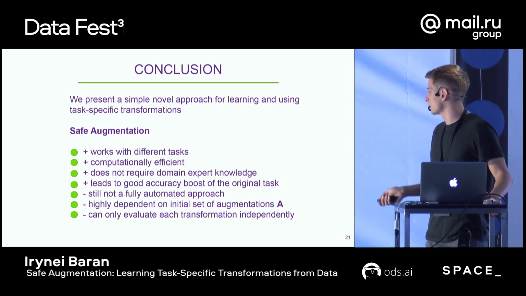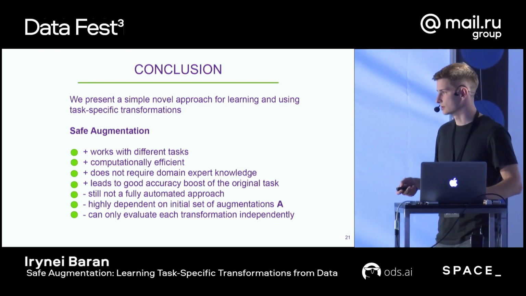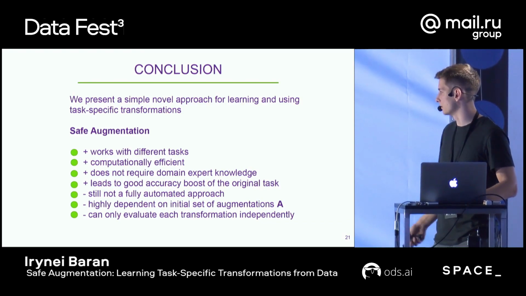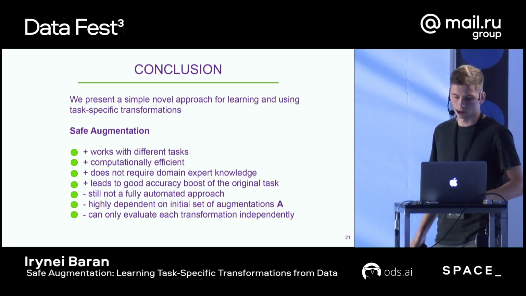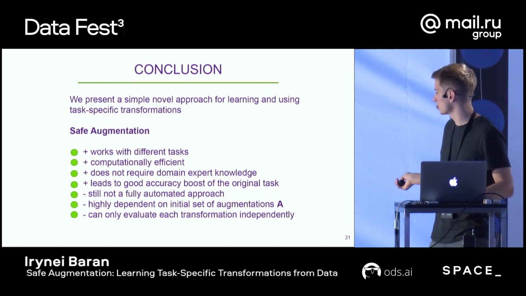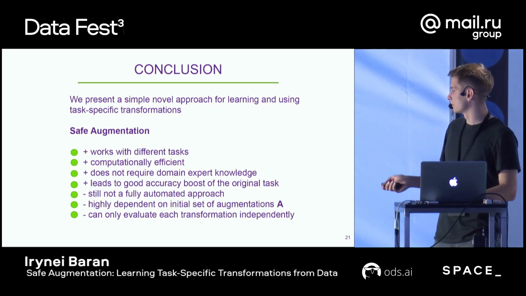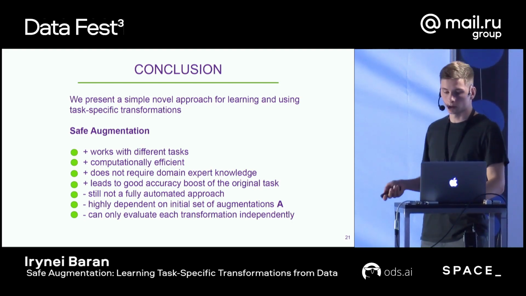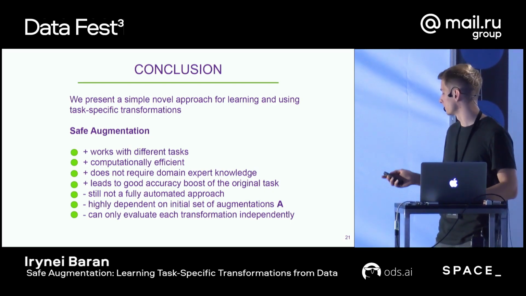What about disadvantages? It's still not a fully automated approach. We have these manual steps where we select safe augmentation. And it highly depended on initial set of all augmentations. It depends on all the hyperparameters that were used in initial set. And the final one, as I said, we can only evaluate each transformation independently of other.